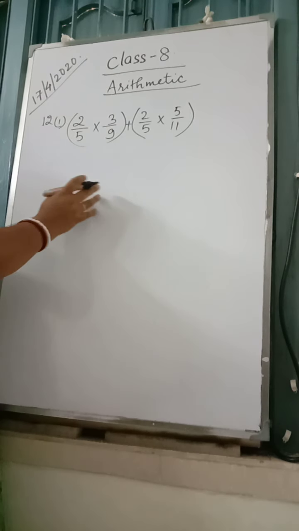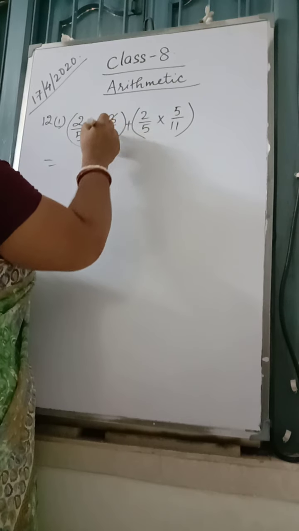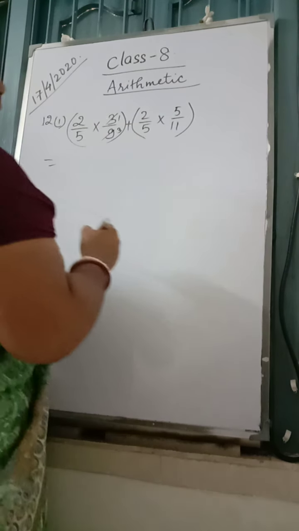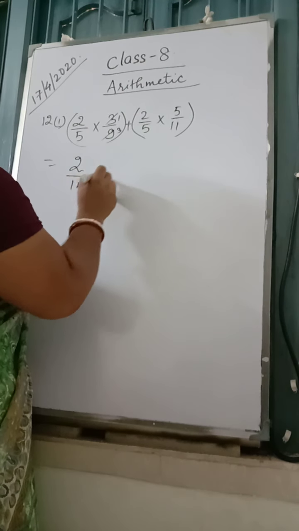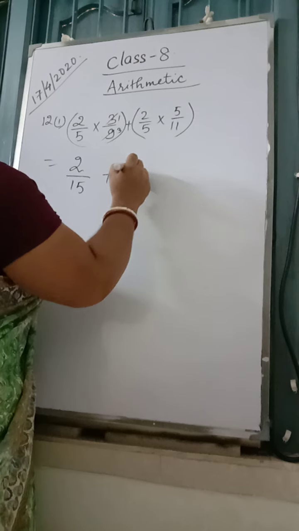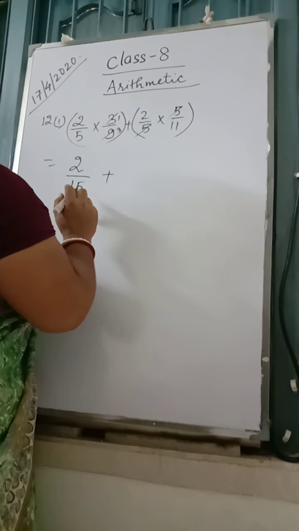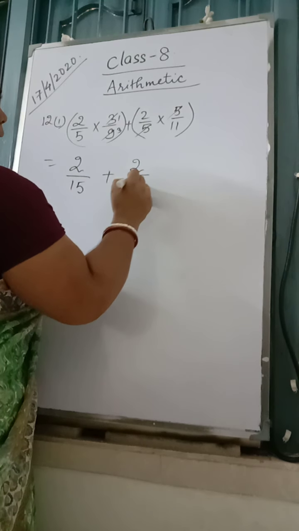Now we have to solve it. Is there anything to cancel? We can cancel. 3 ones are 3, 3 threes are 9. Anything else? No. So it gives you 2 by 15 plus 10 by, now this 5 I can cancel. This gives you 2 by 11.